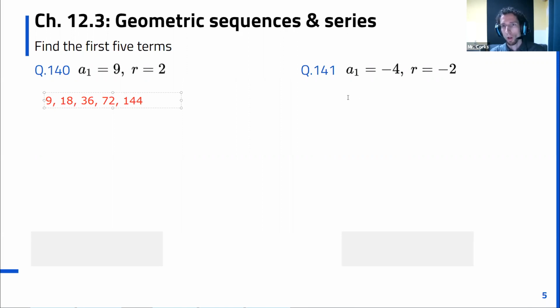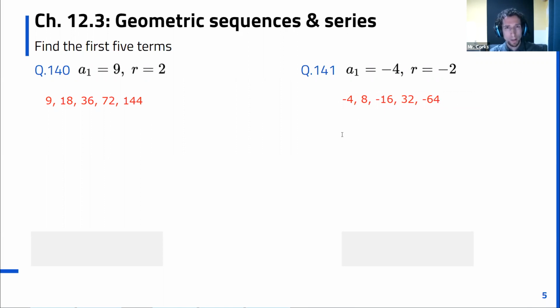That's it. The other one here, in class we did not really deal with negative R values, but we can still do them. It's not going to be too hard here. So -4 is our first term, and then +8 for our second term, -16 for the next one, +32, and then -64 for the last one. And they would continue on in that pattern.